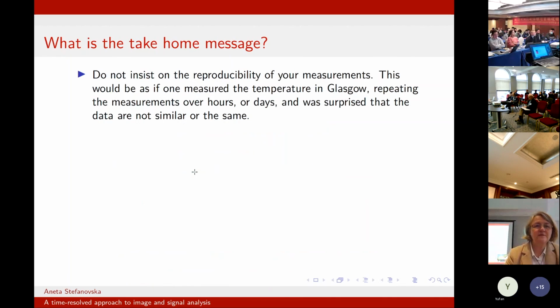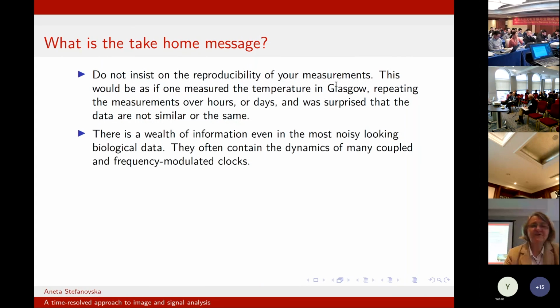There are several papers that are very informative on this topic. So to summarize, what did I want to tell you in this presentation? Do not insist on reproducibility of your measurements. When you do biological experiments, of course, in the laboratory your equipment must work perfectly on phantoms, giving reproducible results. But on living systems, you don't need to insist on reproducibility. This is similar to insisting that the temperature in Glasgow, measured every hour, or every 2 hours, or every day, or every year, be reproducible. No, this is similar to living systems.